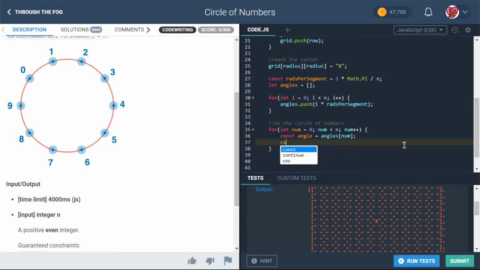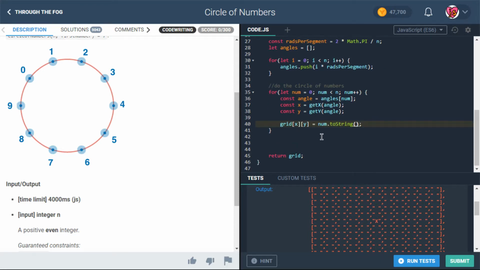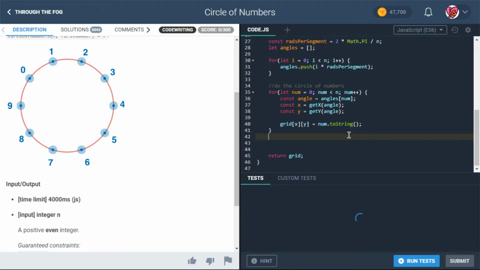So basically, let's get our x and y. Const x is going to be get x of angle, and const y is going to be get y of angle. Then what we want to do is just say grid at x at y is num. But we want it to be a string version of num, not for any real particular reason, mainly just because we've got quotations around all these things, and if we didn't use a string, it wouldn't have the quotes, so it'd be 2 characters narrower, and it would kind of change the size of the grid, which I feel like would bum me out. So we don't want to do that.